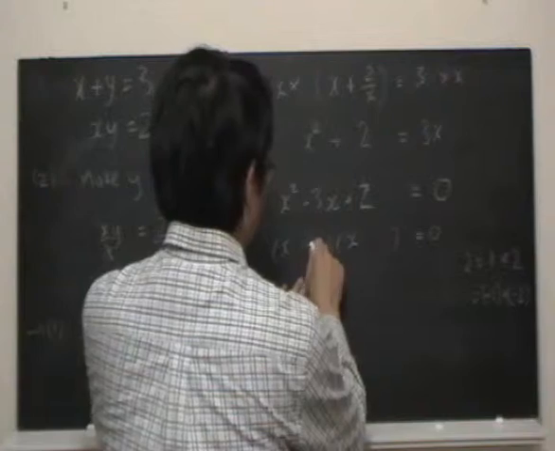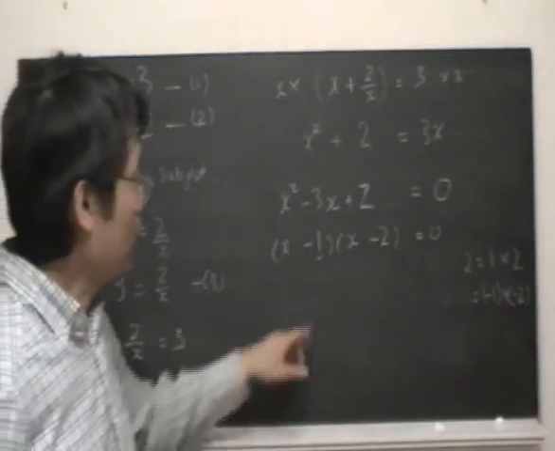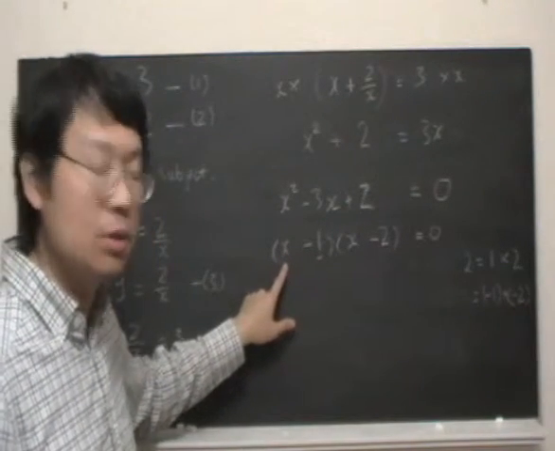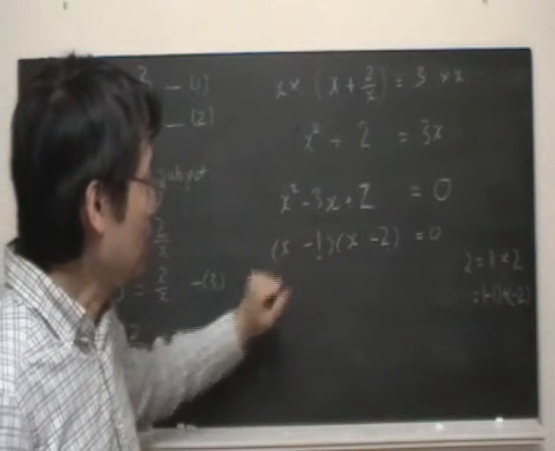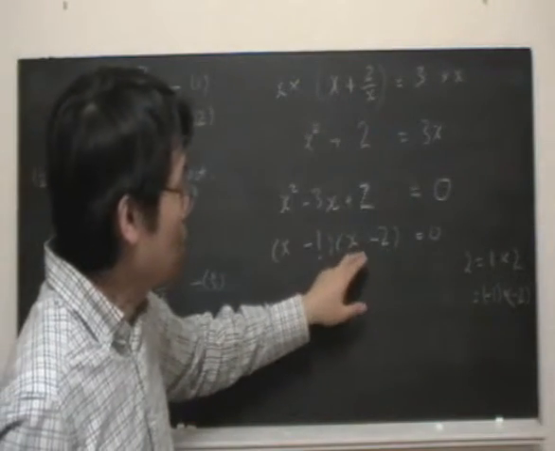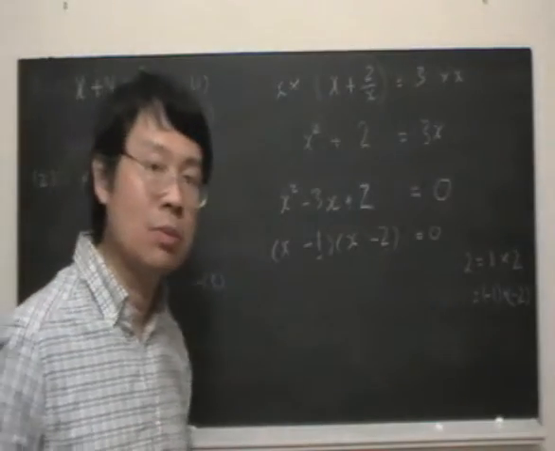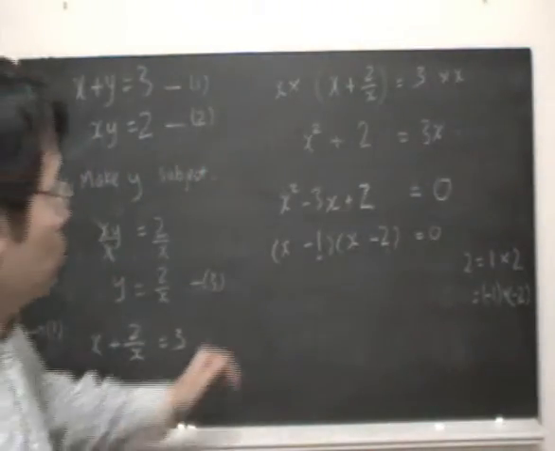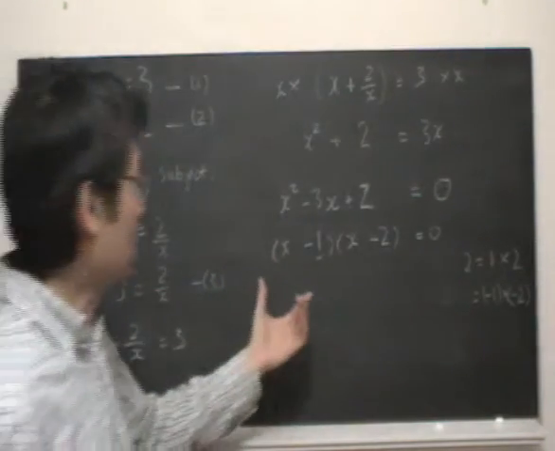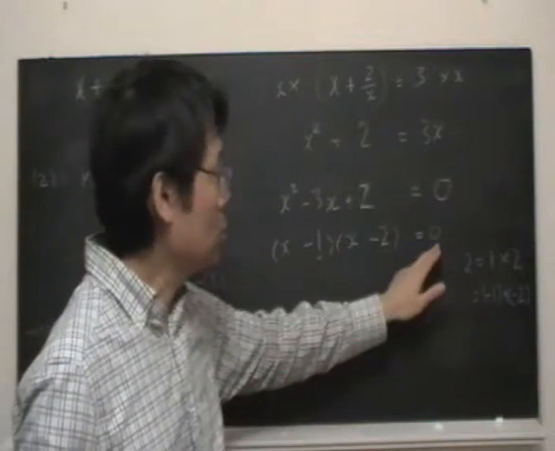Let's write these down, minus 1, minus 2. Each of these is to be added to the x. Since there's a minus sign, x plus minus 1 is just the same as x minus 1. In the same way, we have x minus 2 in the other bracket. So now we have the factors. We have just factorized it. This bracket times this bracket is equal to 0.